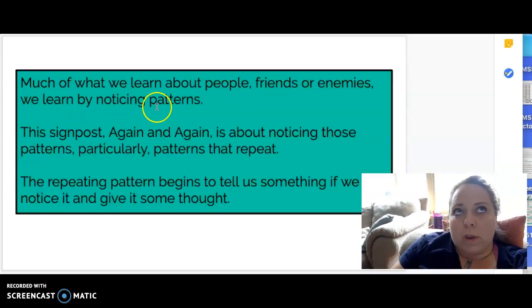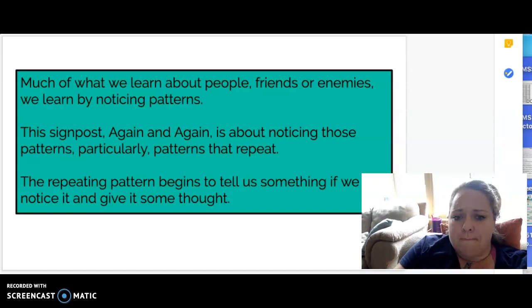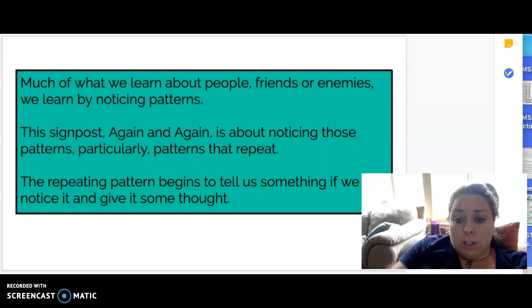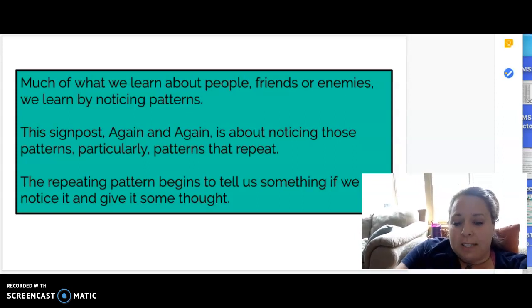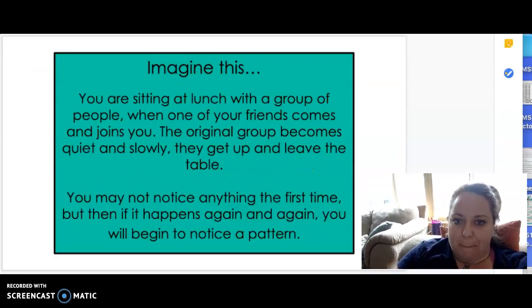So we learn from a very young age. We learn about patterns. We learn about people when we notice patterns. We learn about our friends. We learn about enemies. We learn about all kinds of things, even animals, and creatures and plants, all kinds of stuff. So this signpost, Again and Again, is about noticing those patterns, particularly when that pattern is something that repeats again and again. Okay, so this repeating pattern begins to tell us something if we notice it and give it some thought.